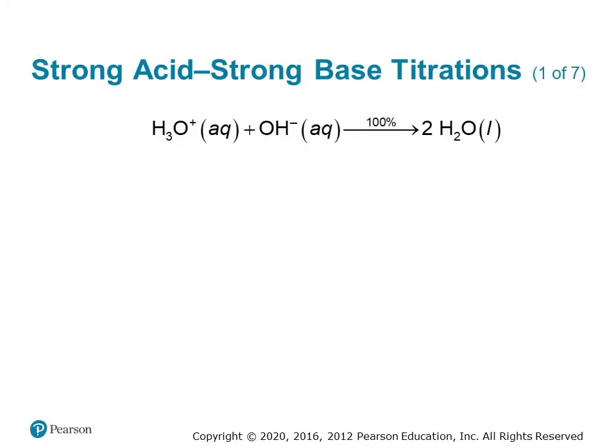For a simple strong acid, strong base titration, we pretty much boil down to this equation here. This is the reverse reaction of the dissociation of water, so it's so product favored that we can ignore any equilibrium effects and just assume that it proceeds to a 100% extent. And each mole of acid reacts with the same number of moles of base.